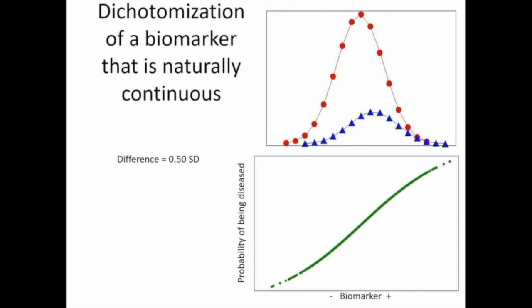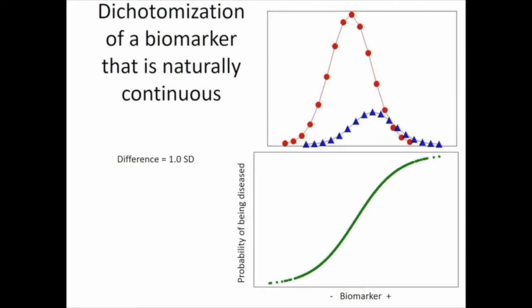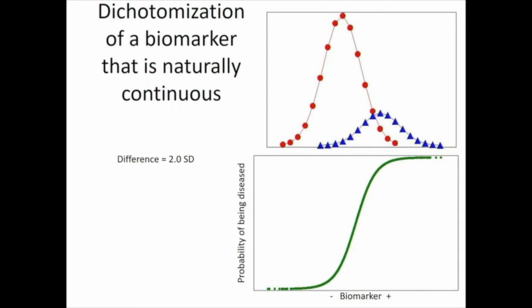The y-axis of that green line is the probability of being blue, as opposed to the biomarker. There's no natural cut point there. If you put a cut point there, it would be completely arbitrary, and there's no natural place to go. Now look what happens if you go to 1 standard deviation. If the two groups are separated by 1 standard deviation, there's a little bit more of a cut point, but not much. Look at 2.